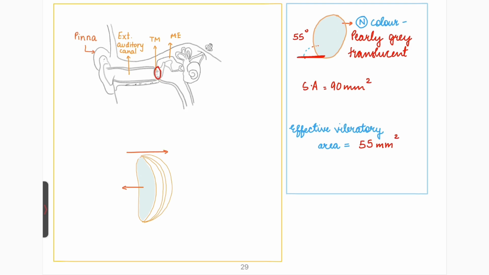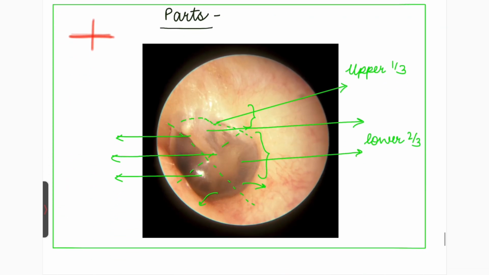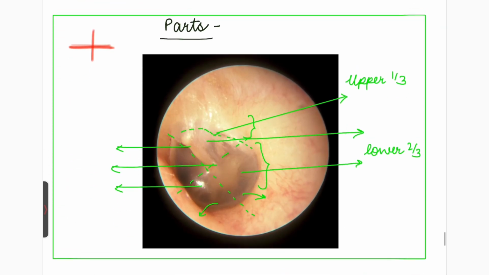Now, this is the tympanic membrane cut open and presented here. This is the lateral surface and this is the medial surface. The medial surface is going to face the middle ear and the lateral surface is going to face the external auditory canal. Let's move forward and look at the parts of the tympanic membrane.